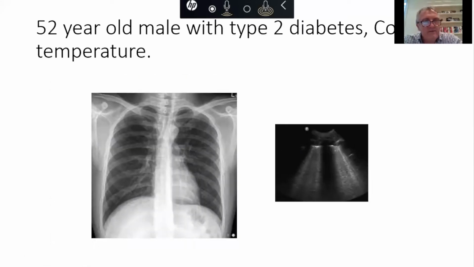So here we have a 52-year-old man with type 2 diabetes, cough and a temperature. And the chest X-ray is normal, but an ultrasound has shown that there are B lines here. So here's the pleura, these are B lines, this is subpleural consolidation. In the presence of cough and a temperature in this climate, this has to be COVID until proven otherwise. Equally, I'm going to talk about this in the next talk.